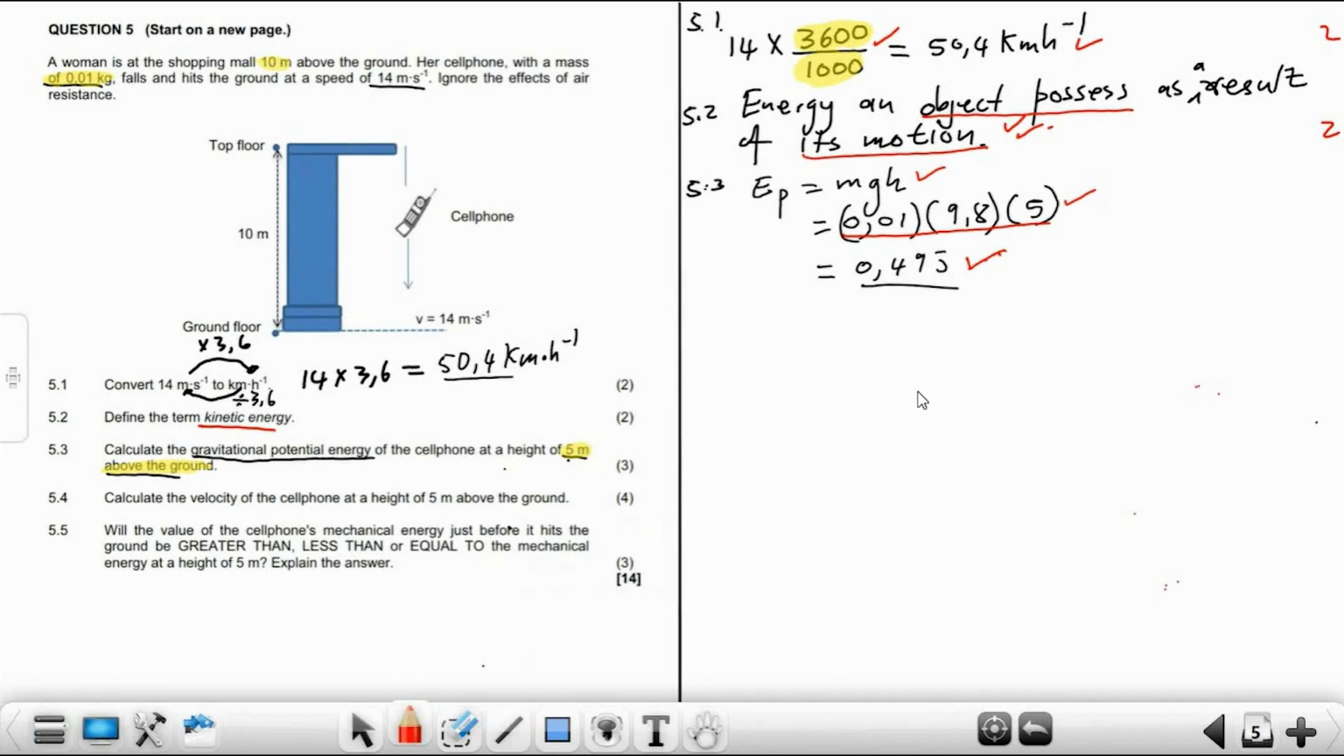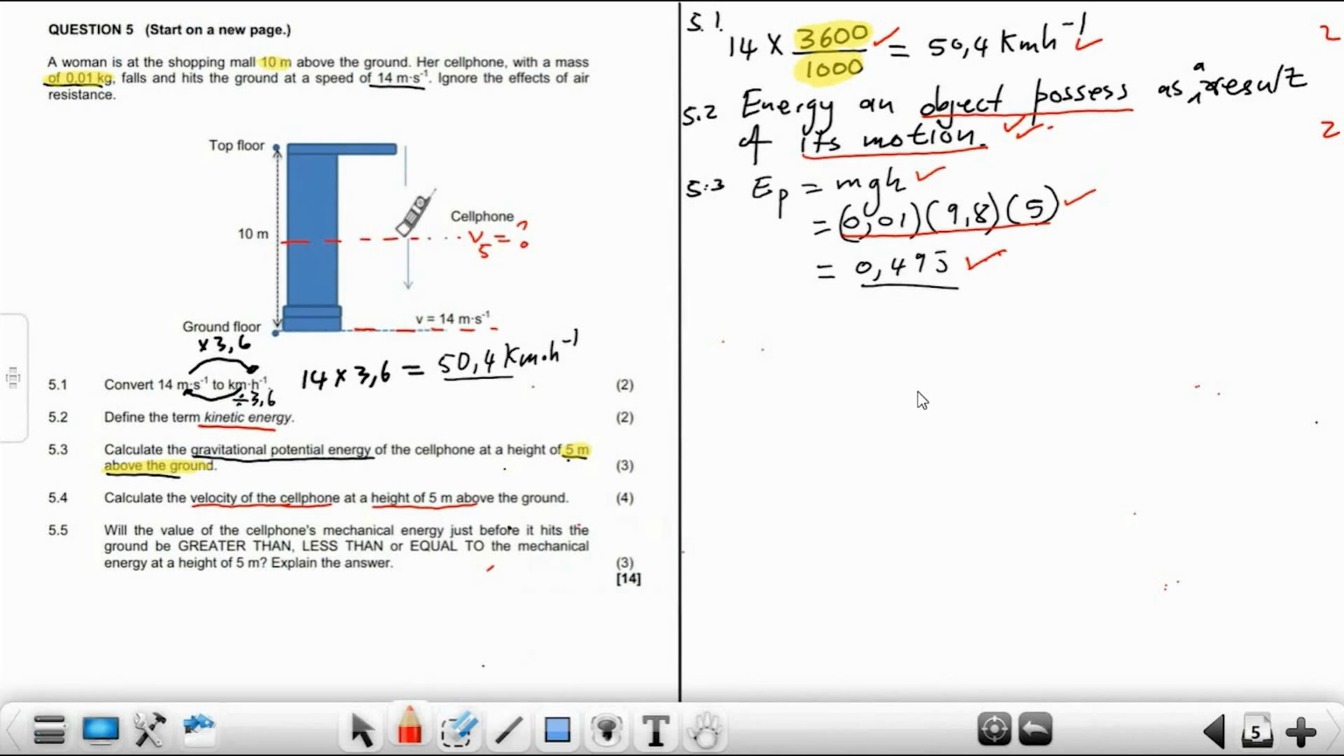So let's move on to 5.4. It says calculate the velocity of the cell phone at a height of 5 meters above the ground. So what is it that this examiner is trying to assess? They've given us the velocity, but now that velocity is at the bottom. The examiner is interested to know what is now V at 5 meters.